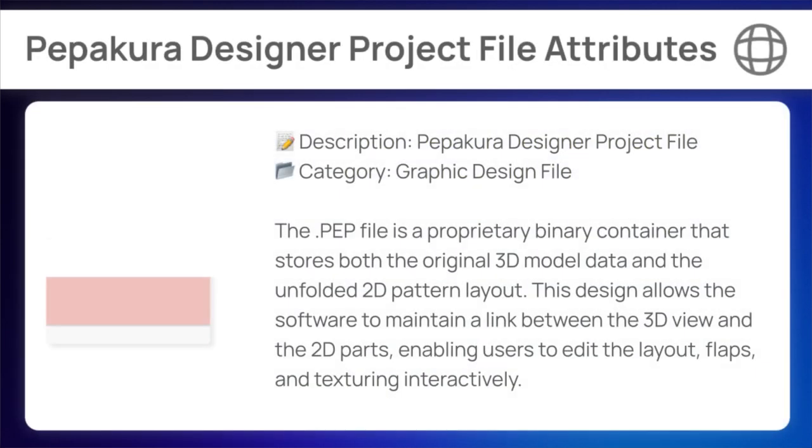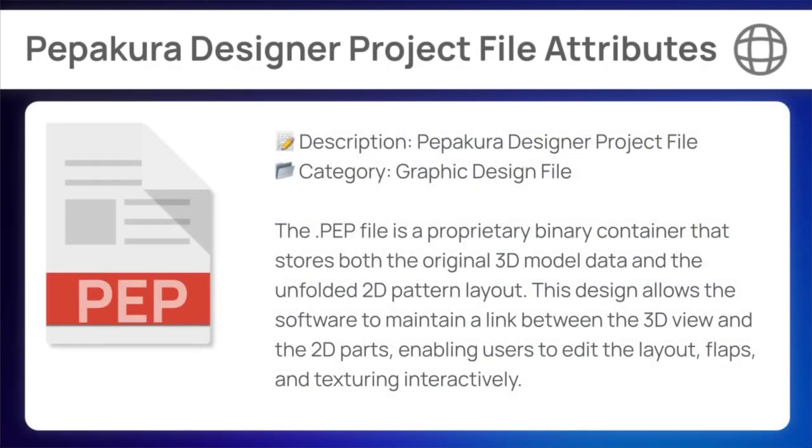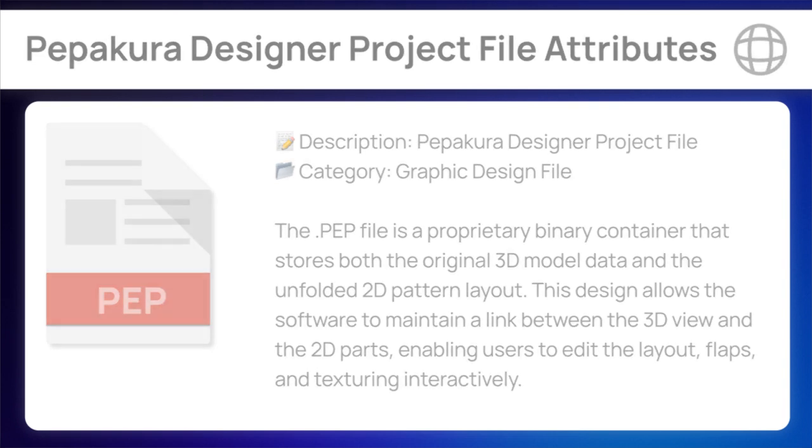The PEP file is a proprietary binary container that stores both the original 3D model data and the unfolded 2D pattern layout. This design allows the software to maintain a link between the 3D view and the 2D parts, enabling users to edit the layout, flaps, and texturing interactively.